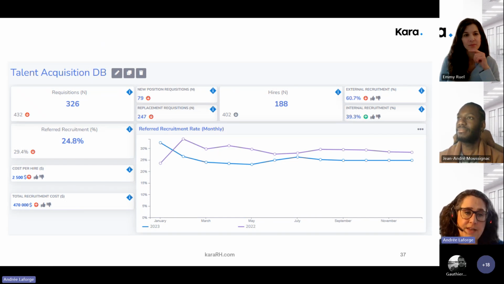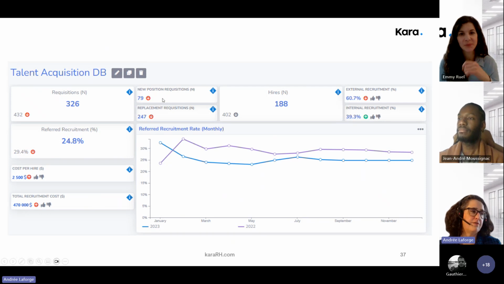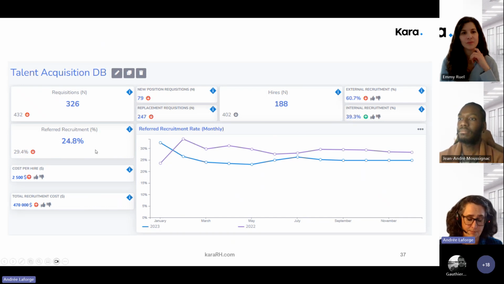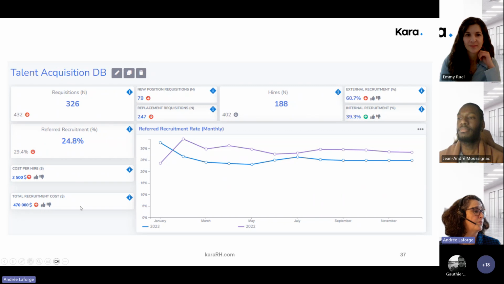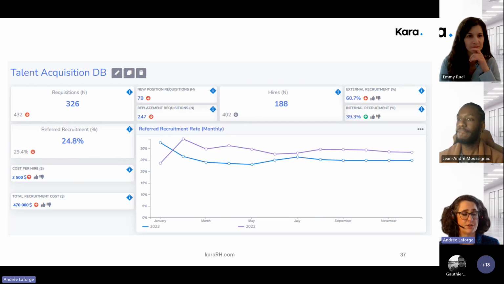This one is more related to talent acquisition, so it's more related to our talent acquisition team. So the number of requisitions for new positions, replacement requisitions, number of hires, external recruitment versus internal recruitment, referral recruitment, because we have probably put in place a referral program, and the cost per hire and the total recruitment cost, because this is something we want to monitor in talent acquisition.